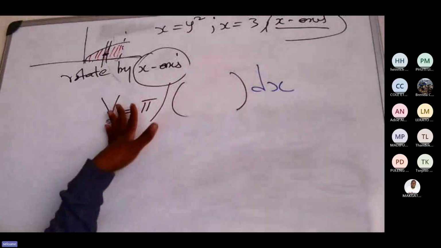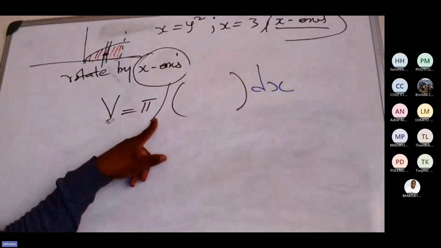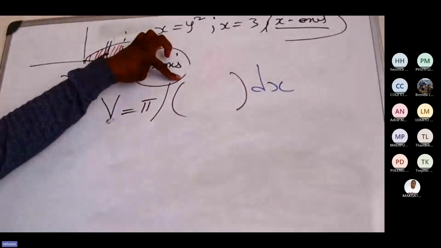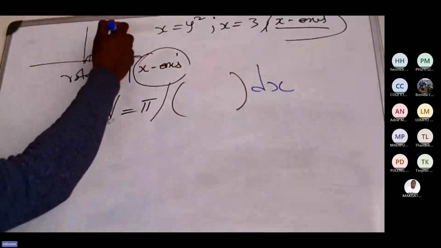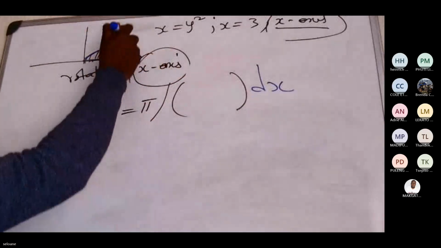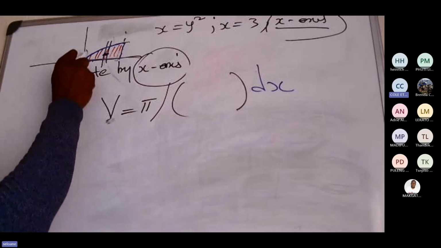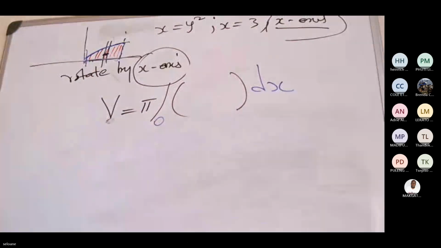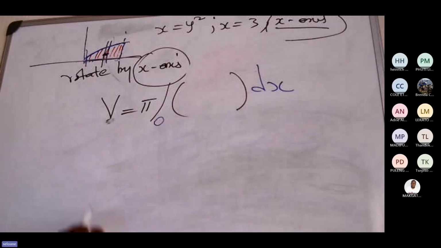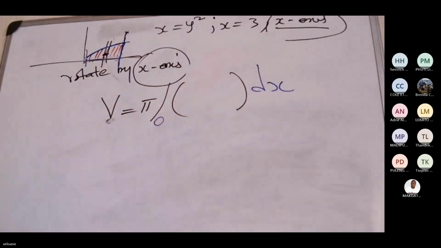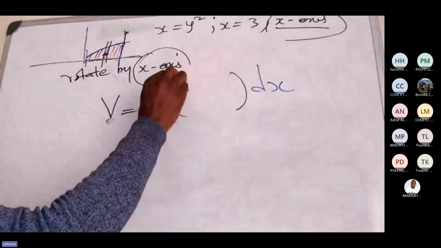Therefore, everything now will be in terms of x. Then this region runs from where x is how much up to where x is how much. This region that we are spinning is enclosed between which two vertical lines? It starts where x is how much? It starts here, and x here is 0. And it will continue until the last x here. What is the last x here? x is 3.